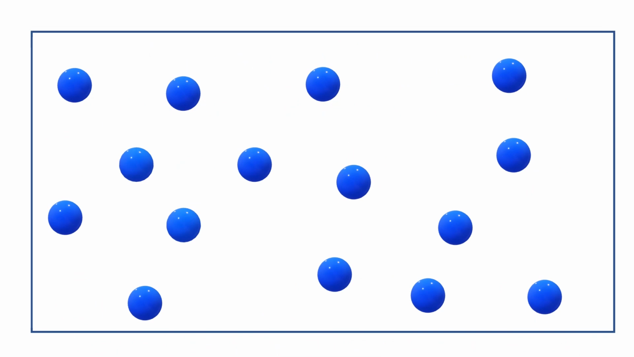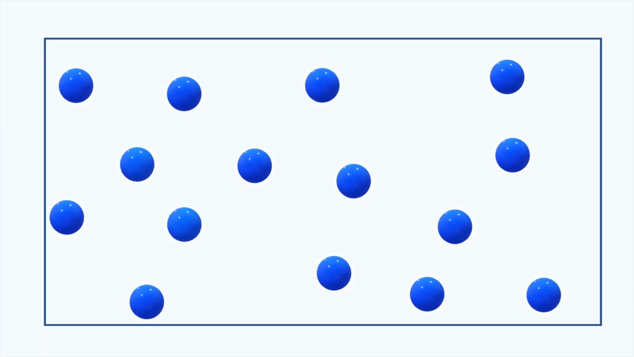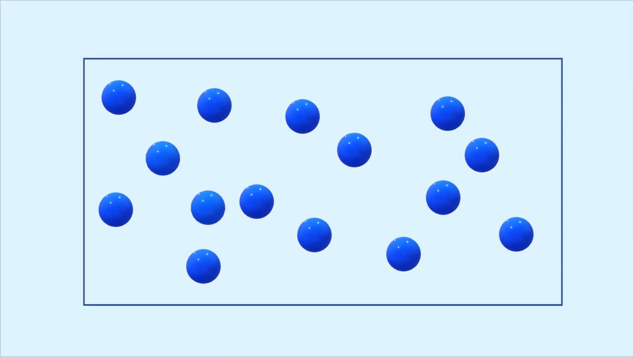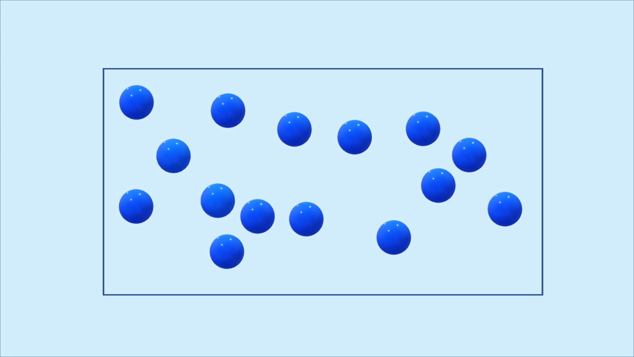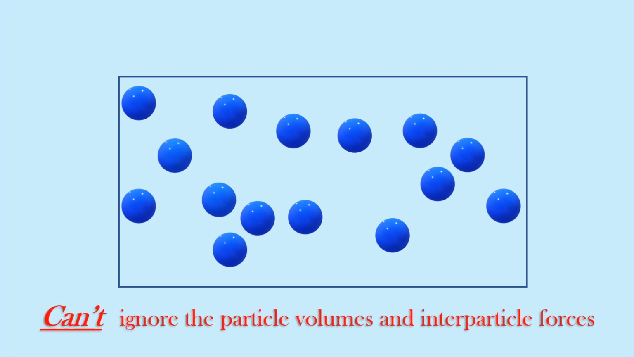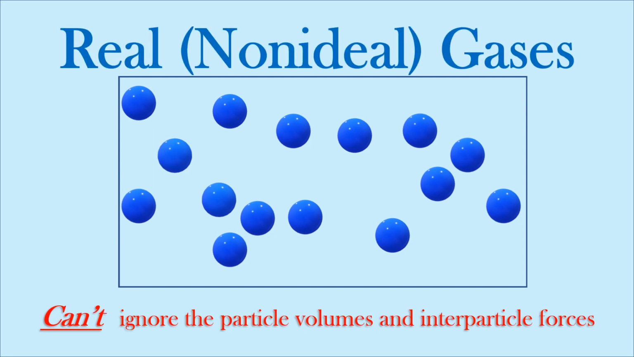But what if we increase the pressure by decreasing the volume? Now there is less space for the particles to be in. And at lower temperatures, the particles have less kinetic energy, thus less velocity. They're moving slower. Now we can't ignore the particle volumes and interparticle forces. These are commonly referred to as real gases or non-ideal gases. We'll have to account for these factors when calculating the gas pressure.